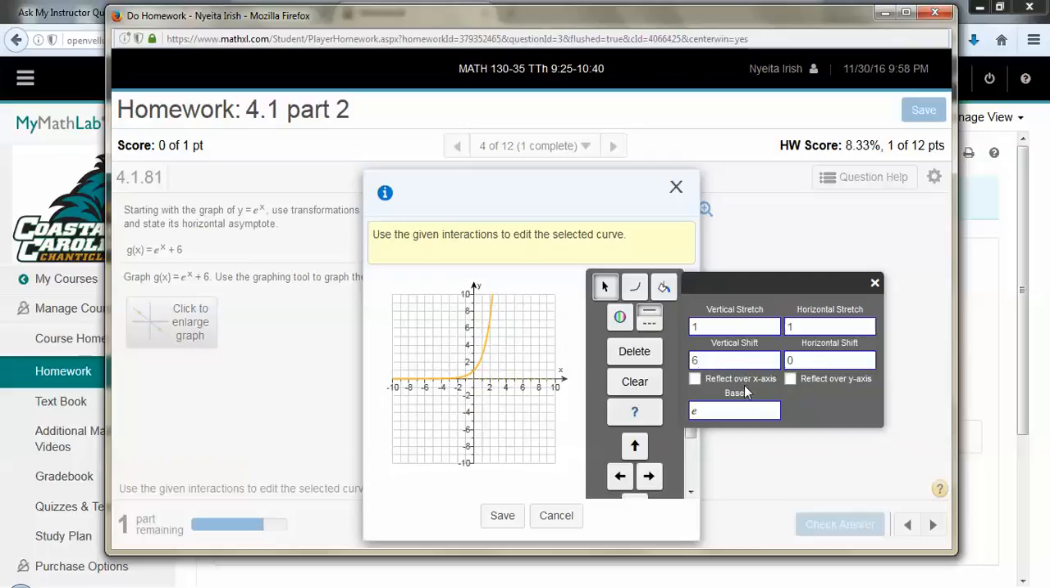We didn't reflect over the axis. This wasn't a reflection about the y-axis. And the base is still e.